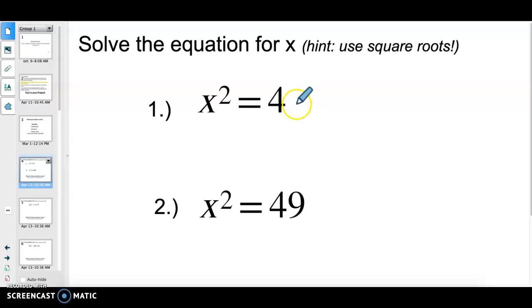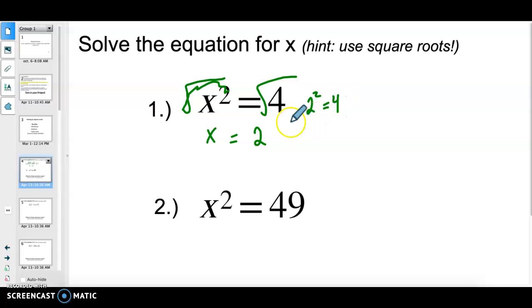When you're in a situation with an x squared and you want to solve for x, you need to get rid of the squared. So the way we're going to do it is the opposite of a squared is a square root. So we're going to square root both sides. So when I square root, it gets rid of the squared. So this disappears. So we're left with x equals, and the square root of 4 is 2. So if you plugged 2 back in, 2 squared does equal 4.